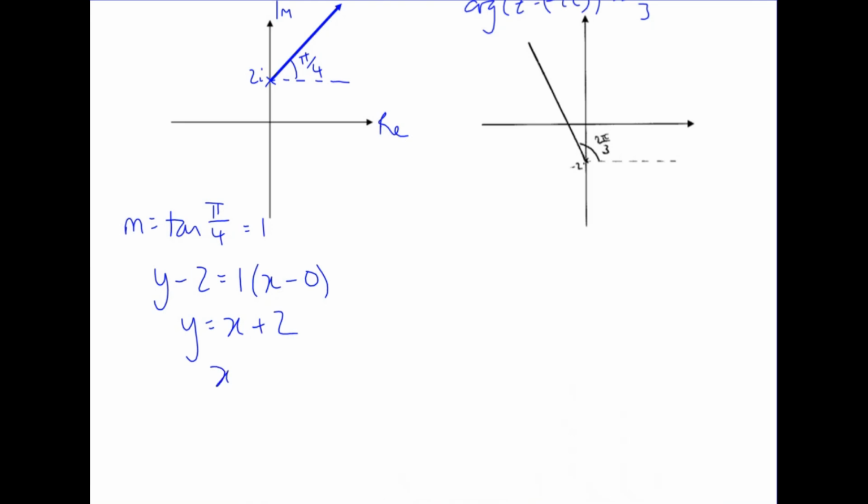This technically is only valid for positive x in here, so to the right of the original coordinate. I'm going to say x is greater than or equal to 0. Actually, strictly greater than it should be, because the point at x equal to 0 doesn't have that argument pi over 4. For the u-try one, same thing. If we work out the gradient, so that m is tan of 2 pi over 3.